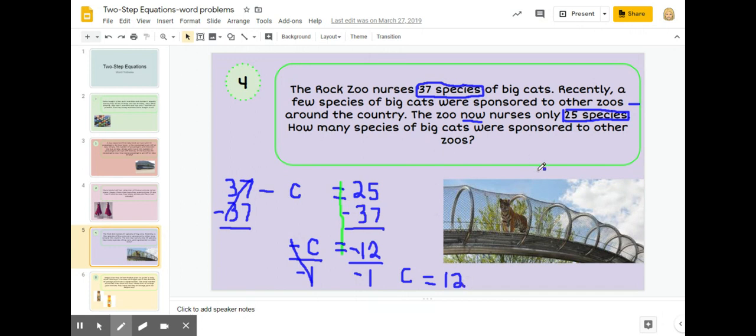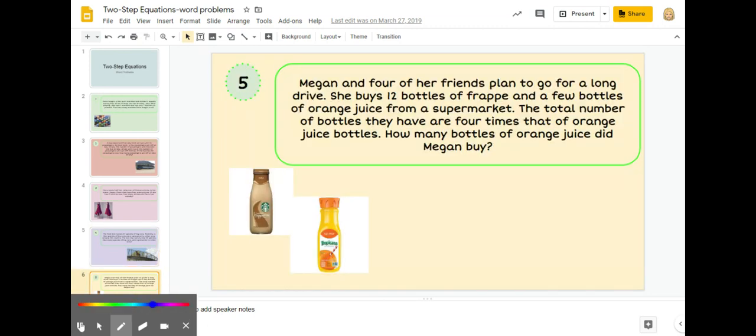Now you can go back and answer this question in a complete sentence. How many species of big cats were sponsored to other zoos? All right, last one and we're done. Hallelujah. This pen's killing me.